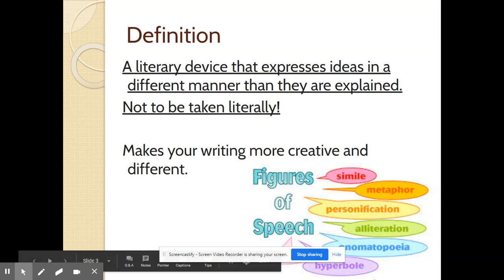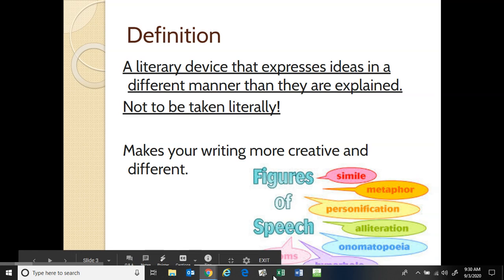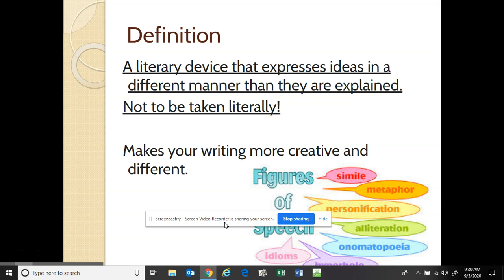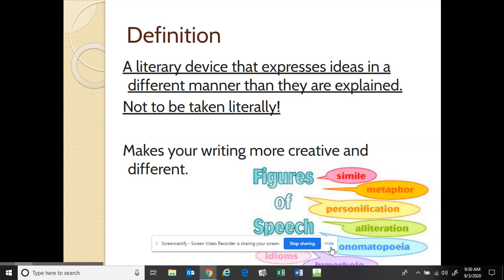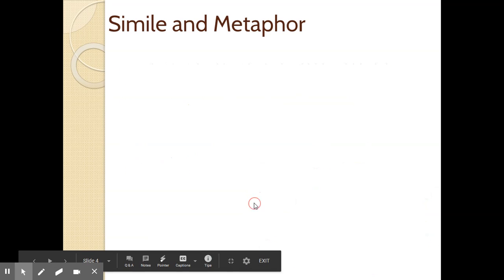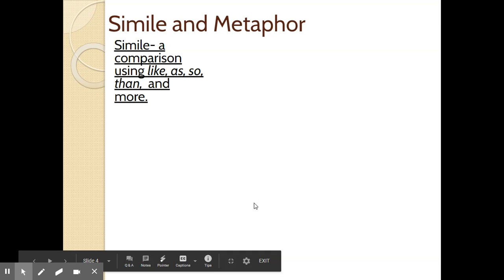So figures of speech would be simile, metaphors, personification, alliteration, onomatopoeia, hyperbole, and idioms. But we're not really going to talk too much about idioms. So simile and metaphor are very similar.